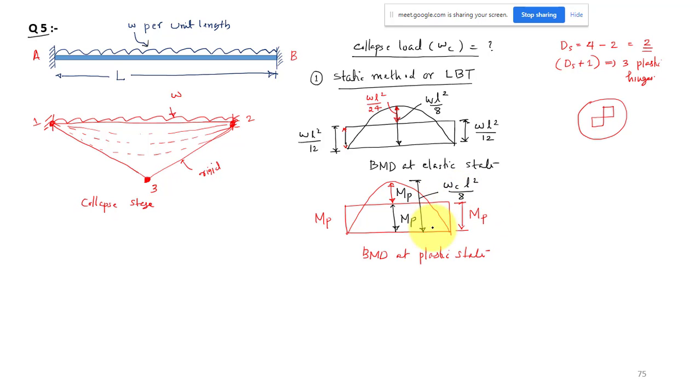So now we can make use of that condition. This total height is equal to WL square by 8. So at the collapse stage, I am replacing my loading with the collapse load. So WL square by 8 is equal to MB plus MB, the total height in terms of MB, so 2 MB.